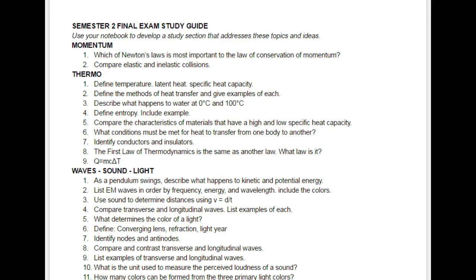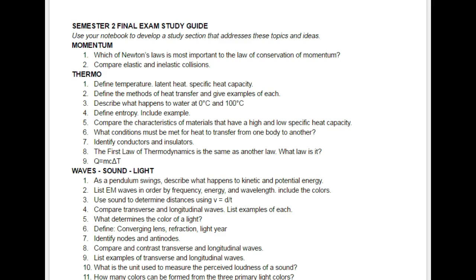Number 5, compare the characteristics of materials that have a high and low specific heat capacity. Things that tend to have a high specific heat capacity also tend to be insulators. They don't like to change temperature very easily. Low specific heat capacity items tend to have high conductivity. It's easy for them to release energy or energy to pass through them.